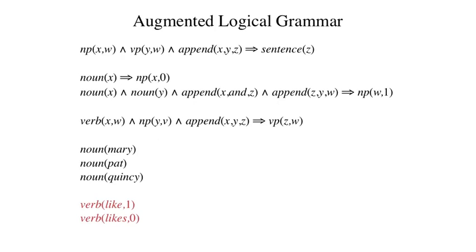Fortunately, we can fix it by elaborating our rules just a bit. In particular, we add an argument to some of our relations to indicate whether the expression is singular or plural. Here 0 means singular and 1 means plural. Like is a plural verb and likes is a singular verb. A verb with number W leads to a verb phrase with number W.